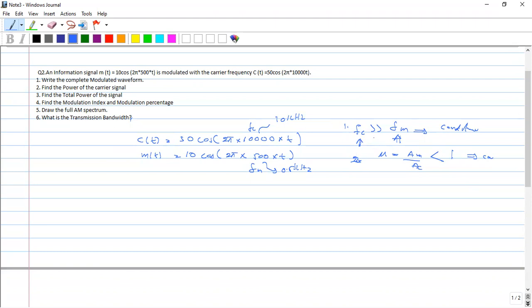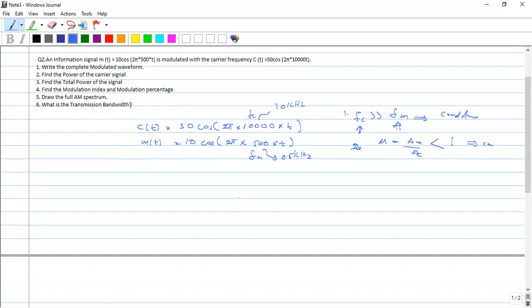In the theoretical analysis, I forgot to mention this, so we need to know it. Here we are asked to write the complete modulated waveform. We know the modulated waveform, XAM(t), and we can write it as AC cos omega CT plus AC mu MT cos omega CT, like this.